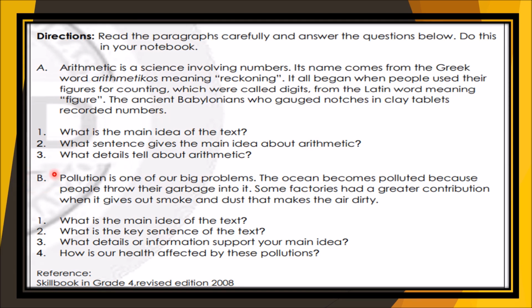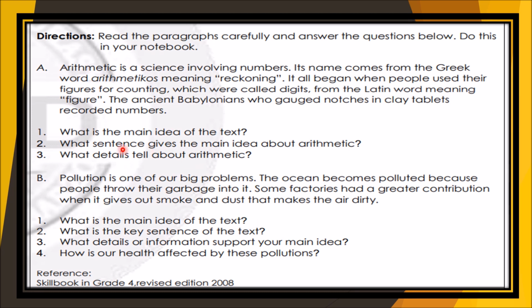For another passage here, letter B, let us read all together. Pollution is one of our big problems. The ocean becomes polluted because people throw their garbage into it. Some factories had a greater contribution when it gives out smoke and dust that makes the air dirty. So, the first question is, what is the main idea of the text?